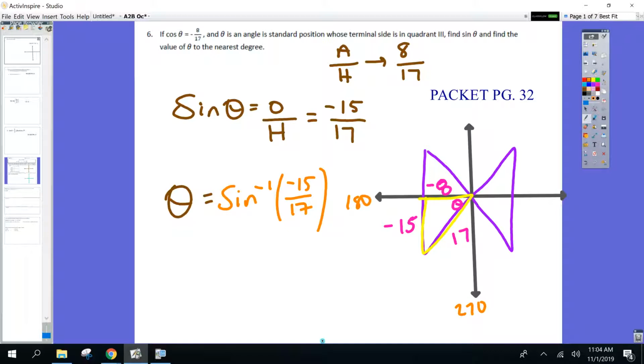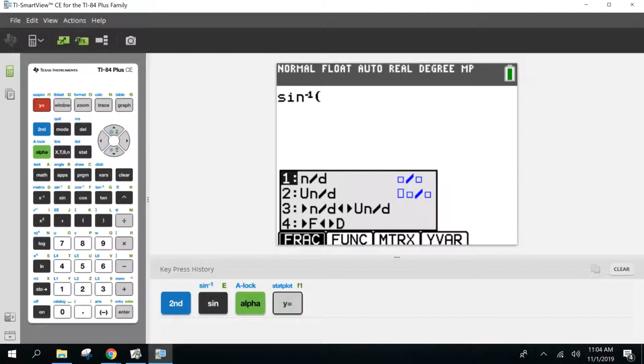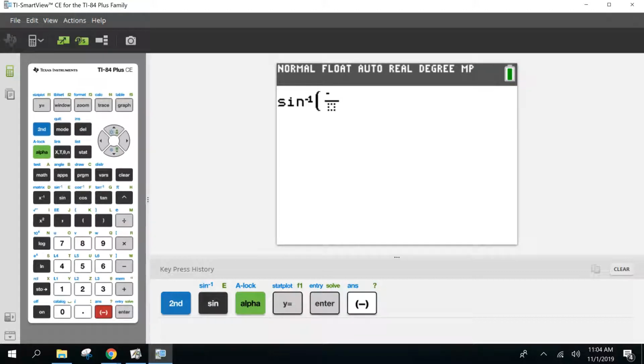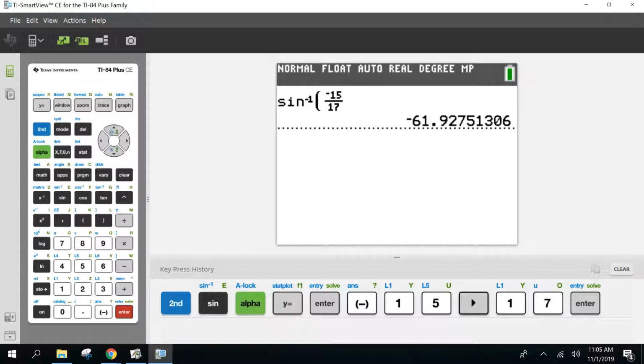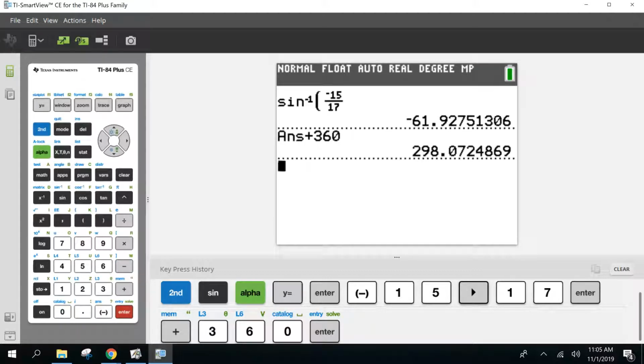Good there? Go to your calculator. Inverse sine of negative 15 over 17. I get negative 61.9. You said it was in the third quadrant though, right? That's in the fourth quadrant. Even if you try to pull this on me and add 360, that's still in the fourth quadrant.